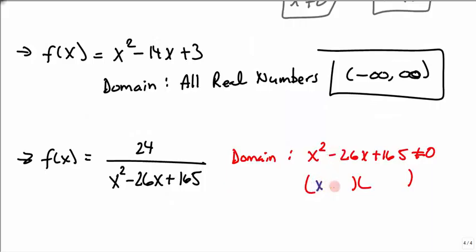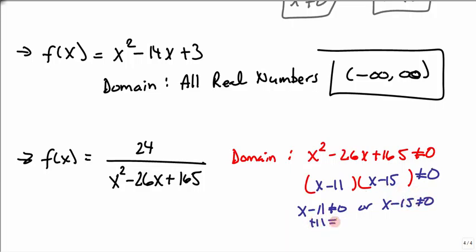So that means this factors into x minus 11, x minus 15. Now we say these cannot equal 0. Now if you were to FOIL this out, we'd have minus 11x minus 15x is minus 26x. 11 times 15 is 165. So then I'd say x minus 11 cannot equal 0, or x minus 15 cannot equal 0.